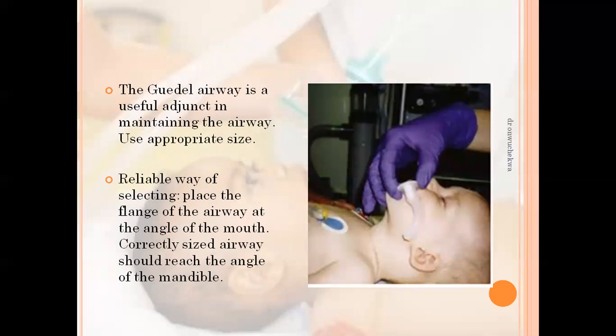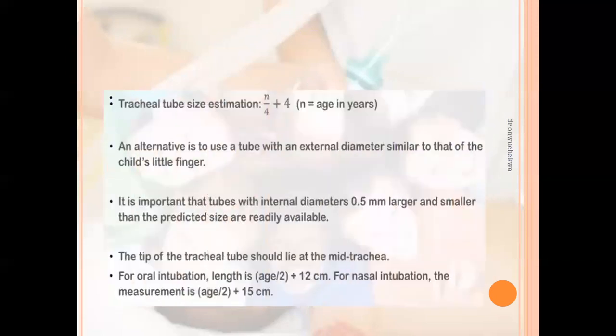Here we have the Guedel airway, which is a useful adjunct for airway optimization. The reliable way to know the size is actually to place the flange of the airway at the angle of the mouth. A correctly sized airway should reach the angle of the mandible, as seen in the picture beside.